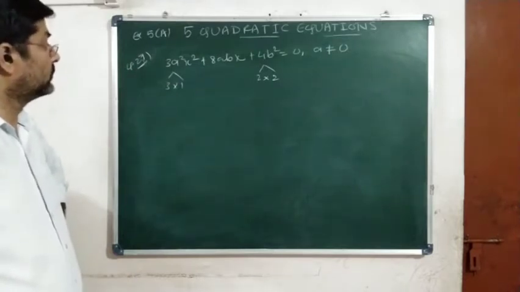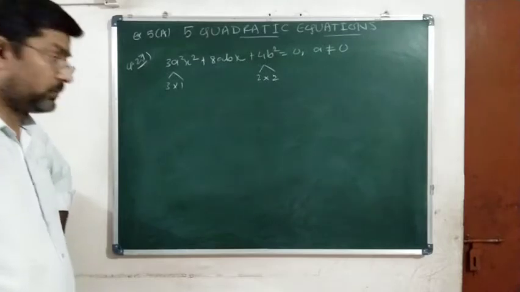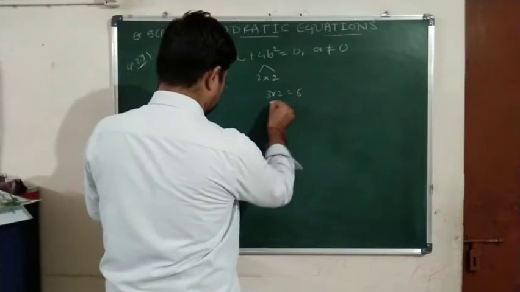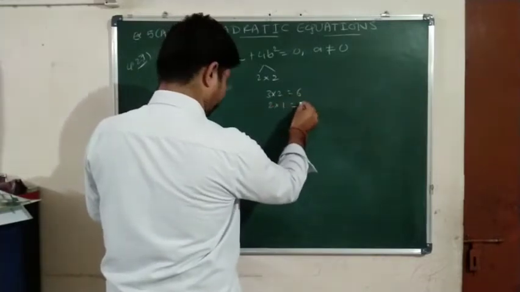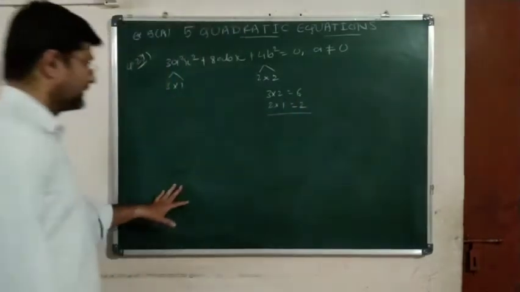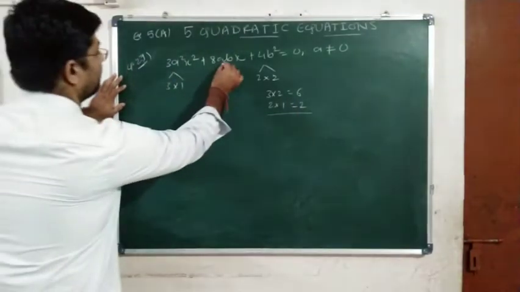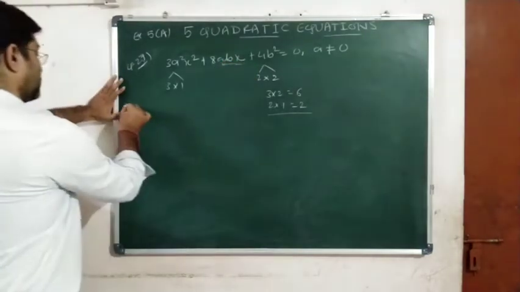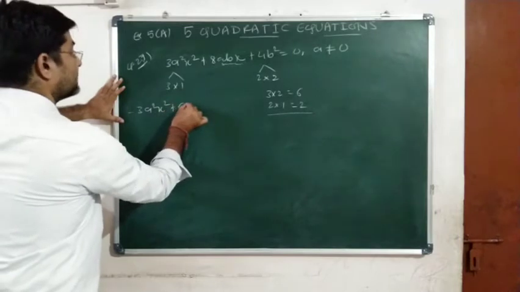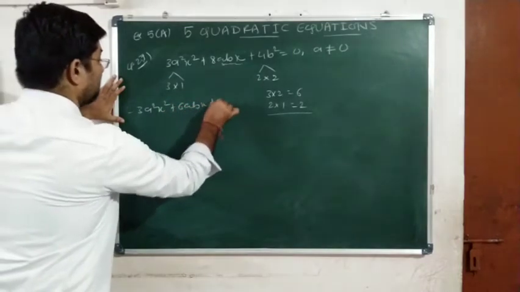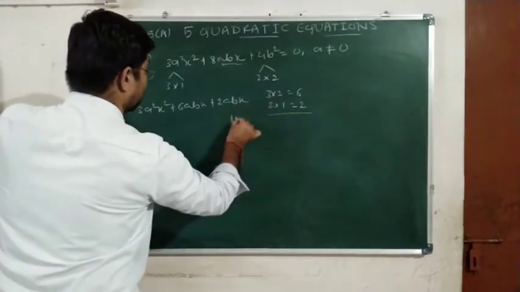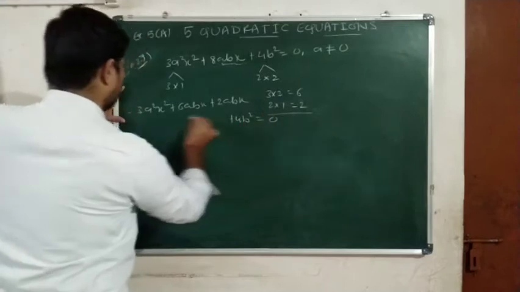So 3 twos are 6 and 2 ones are 2, and 6 plus 2 is 8. Again, the coefficients are, remember, ab x. So 3a square x square plus 6abx plus 2abx plus 4b square is equal to 0.